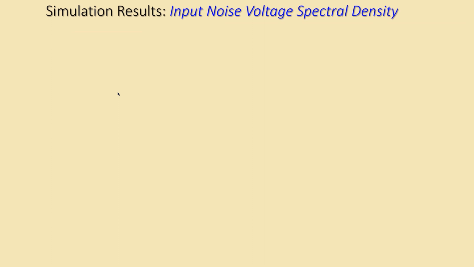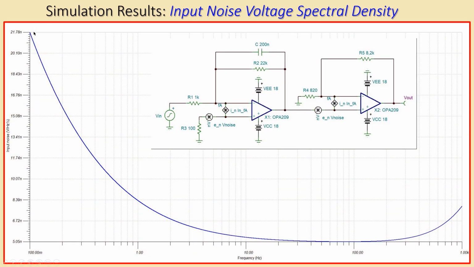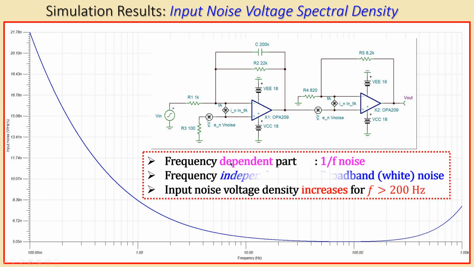Okay, then the input noise voltage spectral density. You can see the following plot. It starts in a region where the input noise voltage spectral density is dependent on the frequency, then that part becomes independent of frequency, and then it goes up again. So we actually have 3 regions: the dependent part, which is the 1/f noise part, the independent part, which is called the broadband noise part, and the part which is increasing after approximately 200 Hertz. Now in our case, since our circuit has a filter cutoff frequency at approximately 36 Hertz, this increase in noise at high frequency will not have an effect on our circuit.